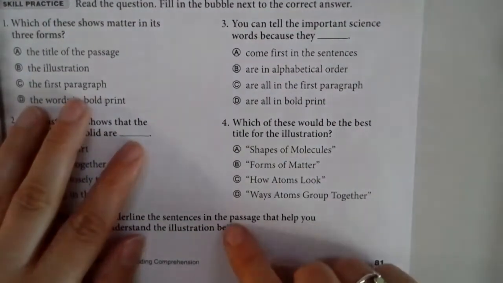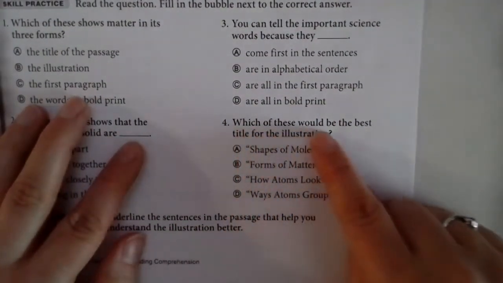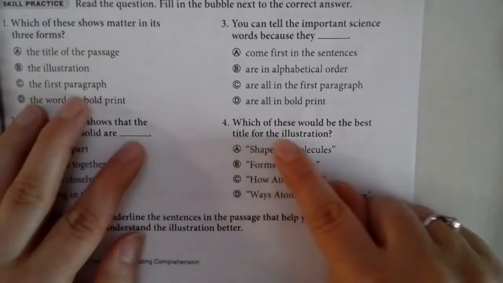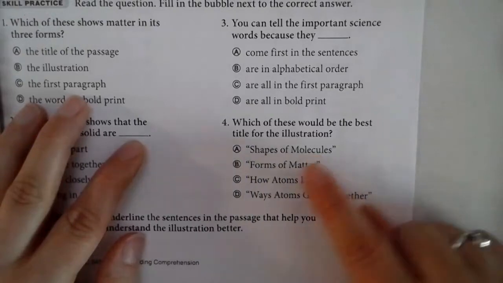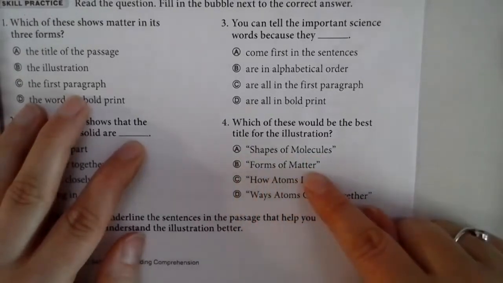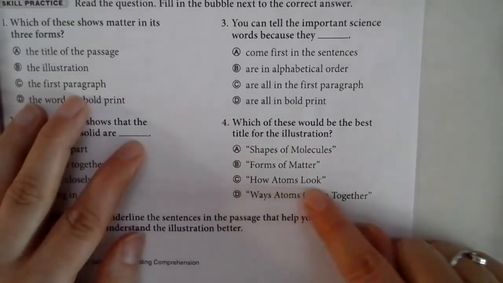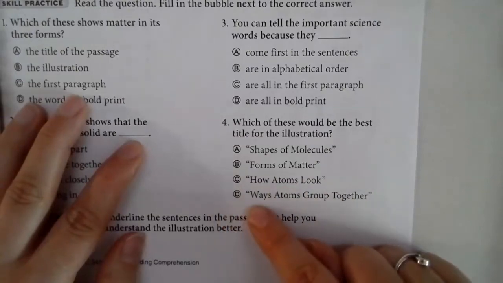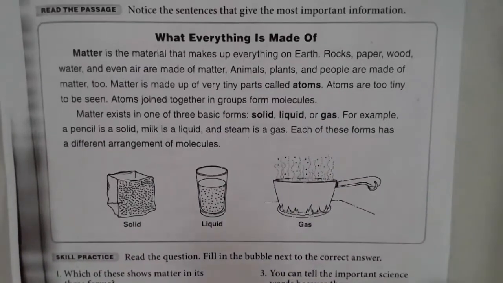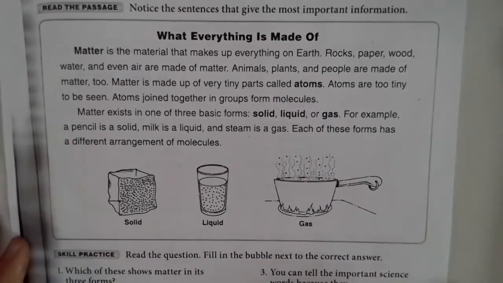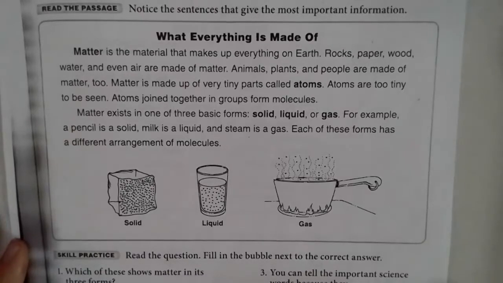Question number 4. Which of these would be the best title for the illustration? A, shapes of molecules. B, forms of matter. C, how atoms look. D, ways atoms group together. Look back at the illustration and figure out which would be the best title for the illustration. Pause the video if you need more time.